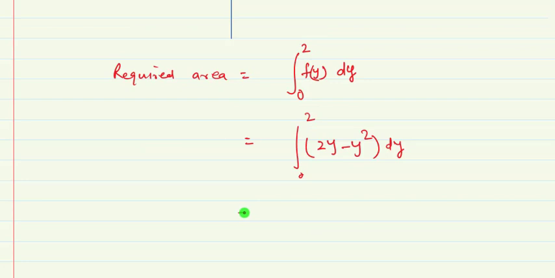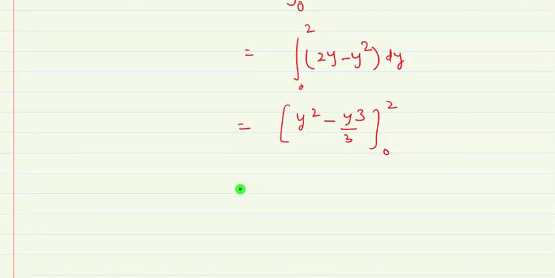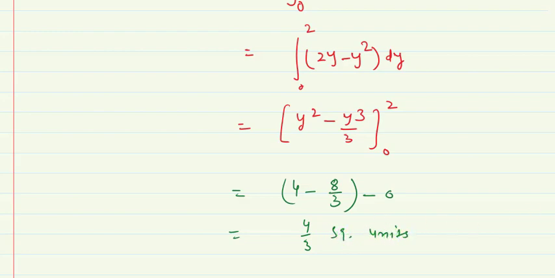Now we simply need to find the integration, and clearly the integration is y square minus y cube upon 3, applying the limits from 0 to 2. Now let us apply the limit, which is equal to 4 minus 8 upon 3 by using the upper limit 2 over here, and next if we apply 0, then clearly every term will be 0. So the result that we are getting after solution is 4 upon 3 square units. So this is the final answer.